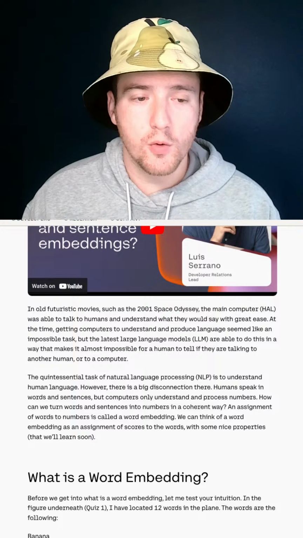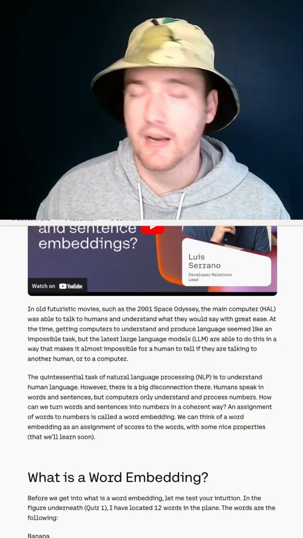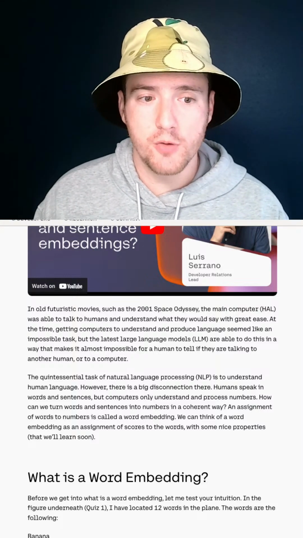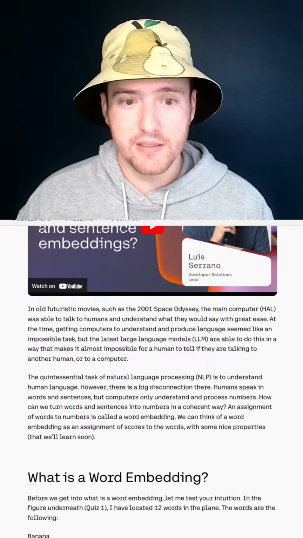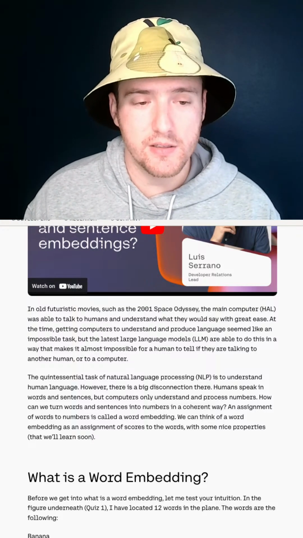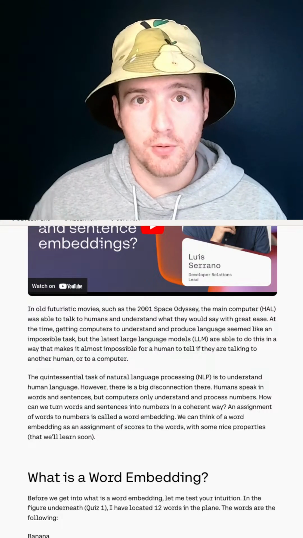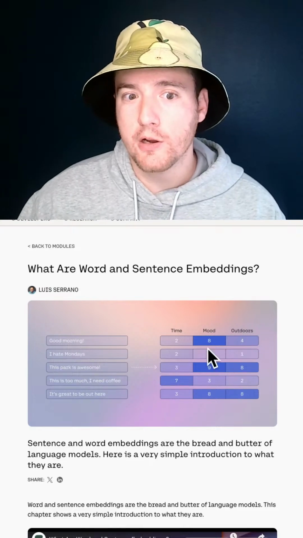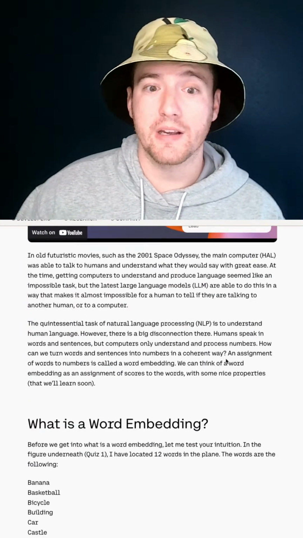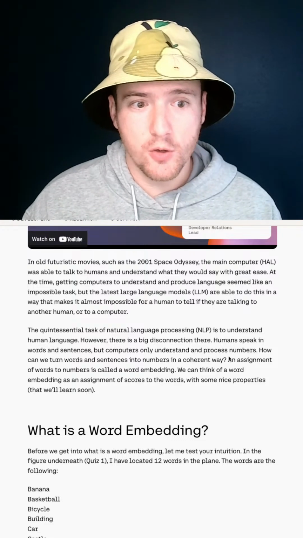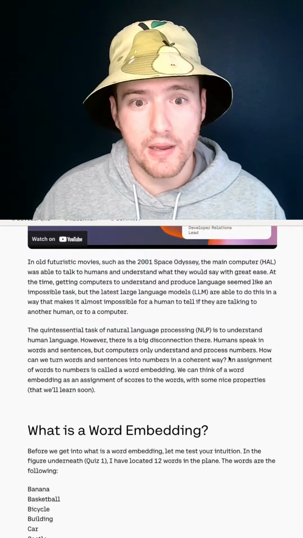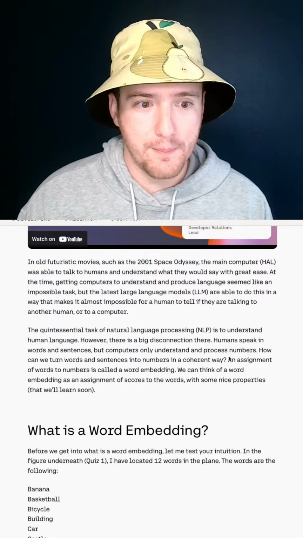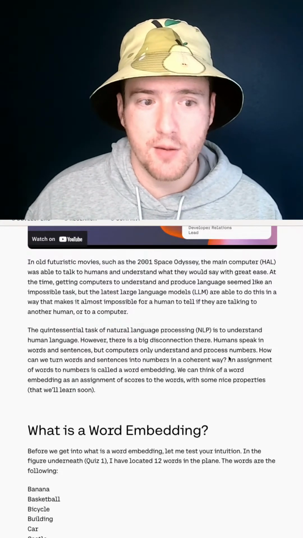The quintessential task of natural language processing is to understand human language. However, there is a big disconnection there. Humans speak in words and sentences, but computers only understand and process numbers. If we go back here, you'll see that they are assigning a number for each category or word. Computers only work in numbers. How can we turn words and sentences into numbers in a coherent way? An assignment of words to numbers is called a word embedding. We can think of a word embedding as an assignment of scores to the words with some nice properties.